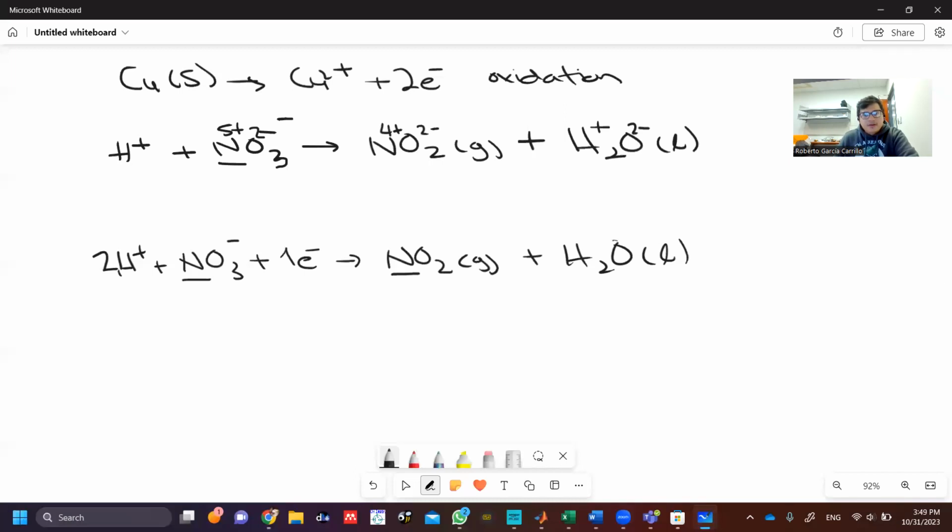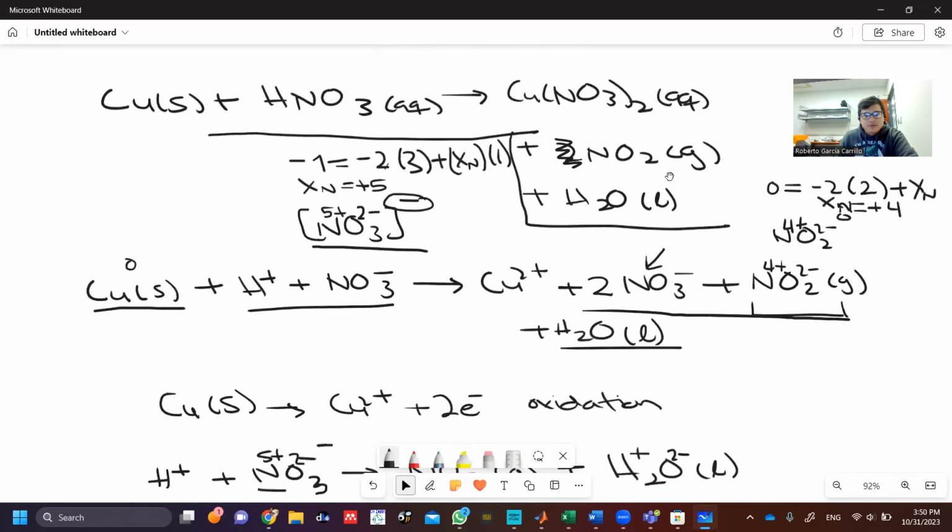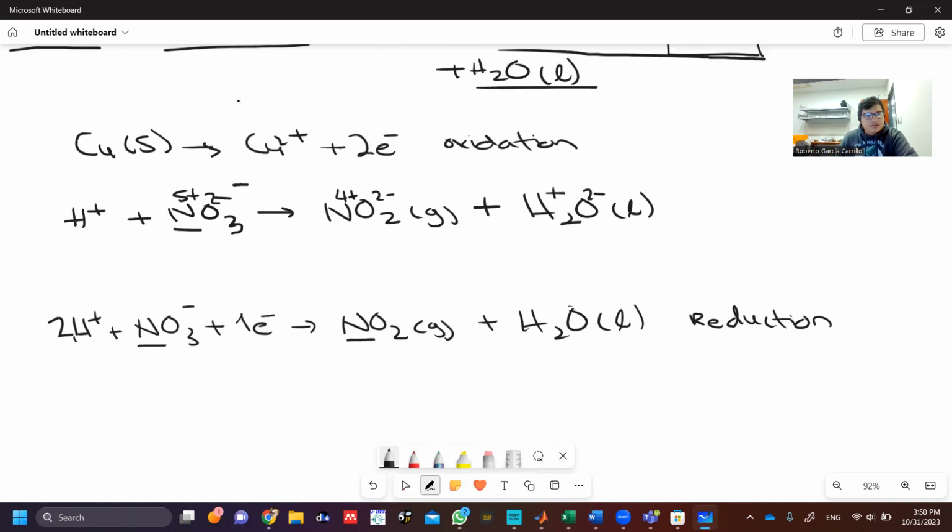And this is actually the reduction reaction. So if we remember from here, right here, this is the oxidation, and this is a reduction.